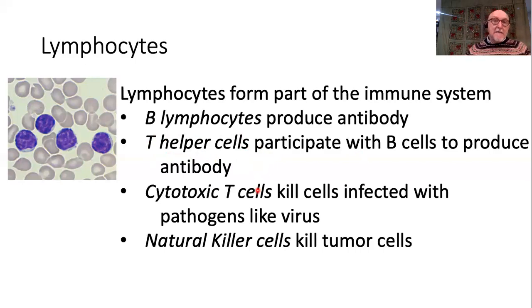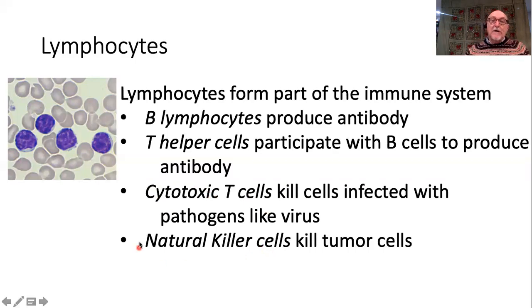But the next kind, also T cells, are called cytotoxic T cells. And cytotoxic T cells are actually able to recognize cells that are infected with a particular pathogen, and they will directly attack those cells and kill them. That's why they're cytotoxic, cell-killing T cells. They kill cells that are infected, for example, with virus.